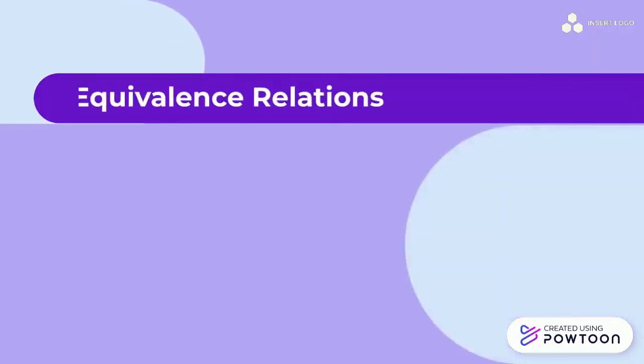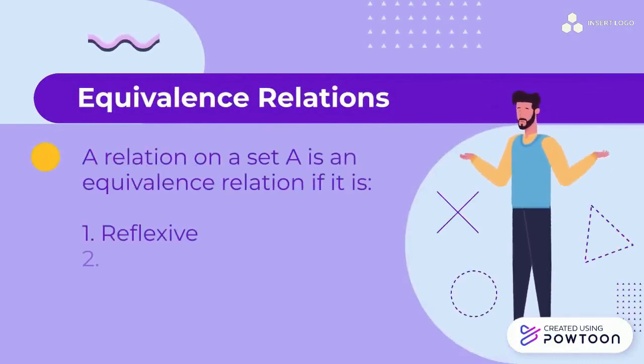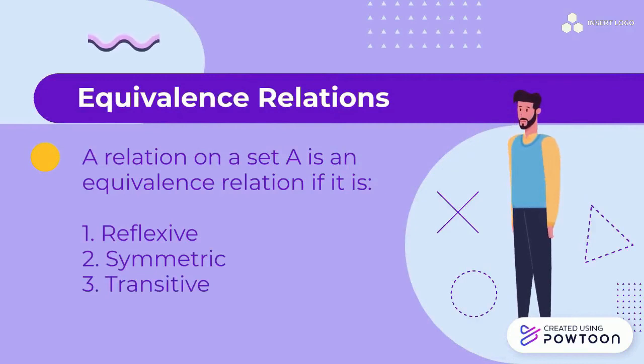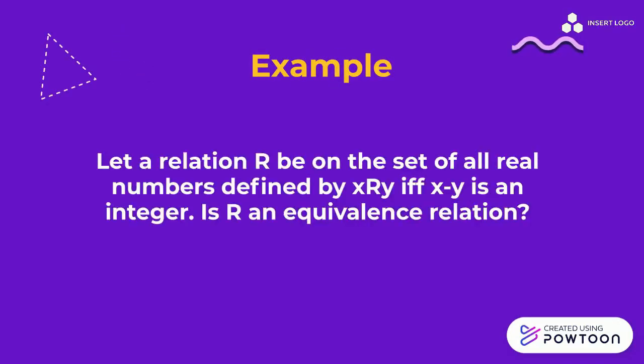Now, equivalence relations. A relation on the set A is an equivalence relation if it's reflexive, symmetric, and transitive. For example, let a relation R be on the set of all real numbers defined by x R y if and only if x minus y is an integer. Is R an equivalence relation?